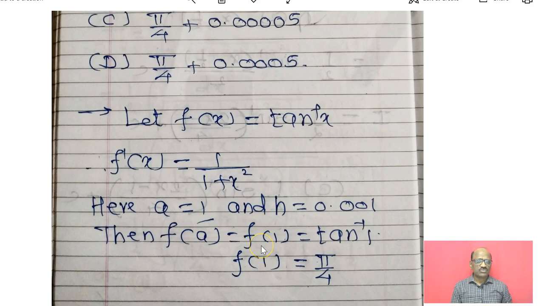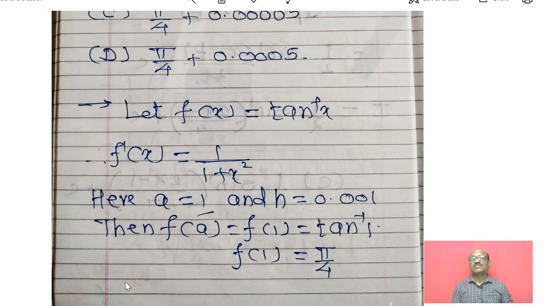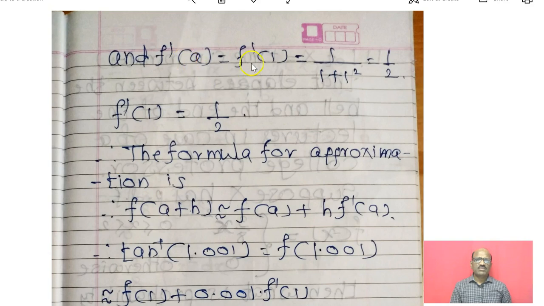f of a means f of 1, tan inverse of 1. But what is the value of tan inverse of 1? It is pi by 4. Now next, we apply the formula, that is f of a plus h equals f of a plus h into f dash of a. In the next page, f dash of a is f dash of 1, that is 1 upon 1 plus x square, x is replaced by a which is 1, and that equals 1 upon 2, therefore f dash of 1 is equal to 1 upon 2.